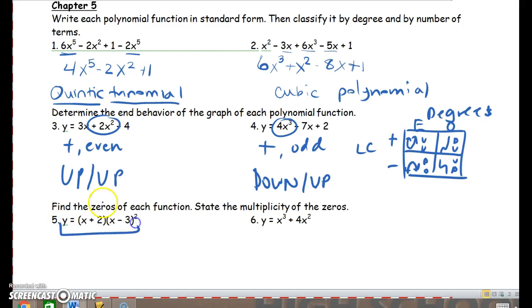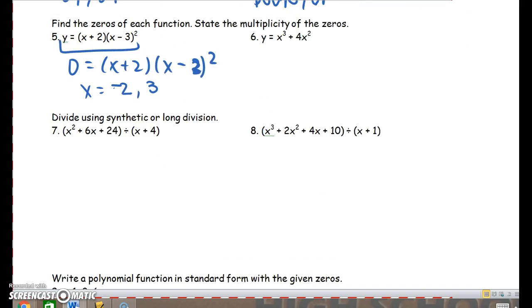Okay, this one, the zeros shouldn't be too bad. Remember, whenever we're looking for the zeros, we just literally set it equal to 0. So we set the two factors equal to 0. So here are two factors, x equals negative 2 and x equals 3. Their multiplicity is the exponent that's attached to each one. So the multiplicity of this guy is 1, and the multiplicity of this guy is 2. So this is going to cross the x-axis because it's an odd multiplicity, and this will touch the x-axis because it's an even multiplicity.